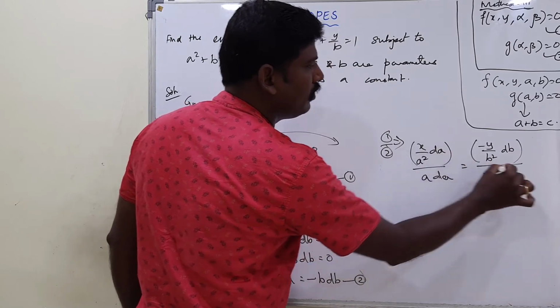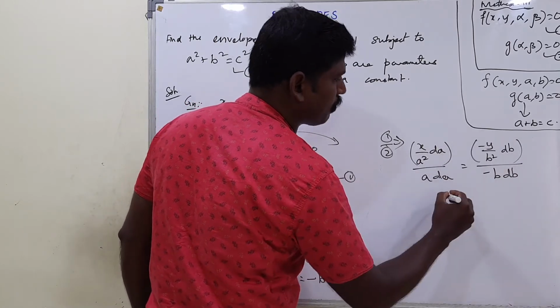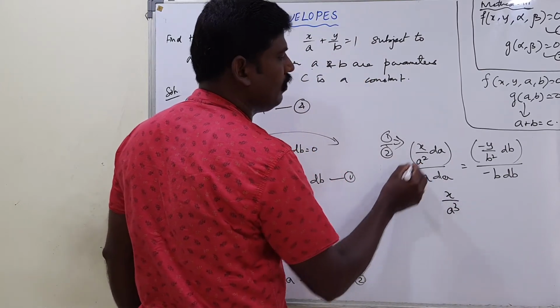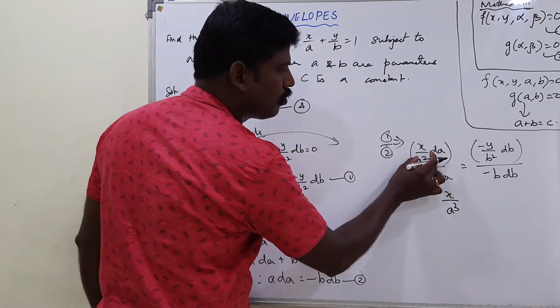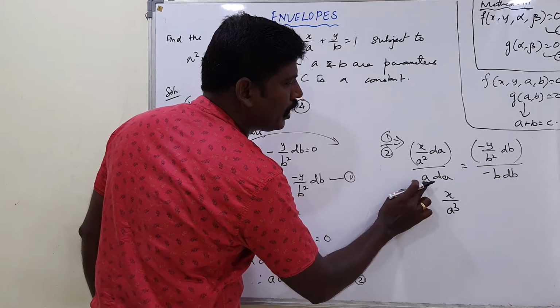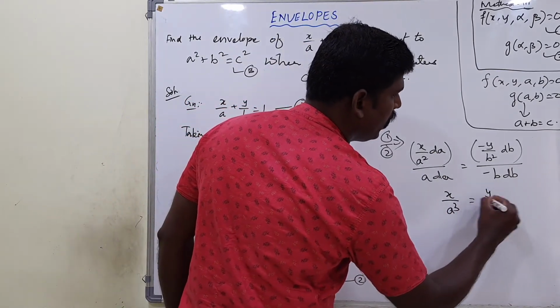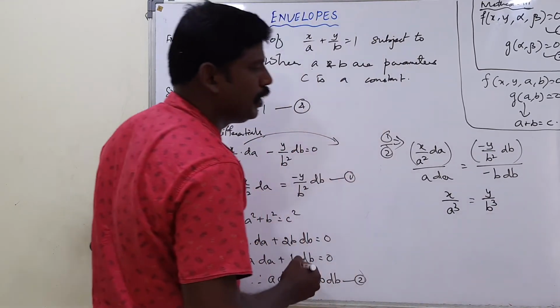You can cancel this dA with dA, dB with dB, minus with minus plus. So what will you get? x by a cube. Don't cancel this a with this, it is 1 by 2. This a square comes to the denominator, and already a is in the denominator. So a square into a will be a cube. It is equal to y by, same like that, the right hand side becomes b cube.